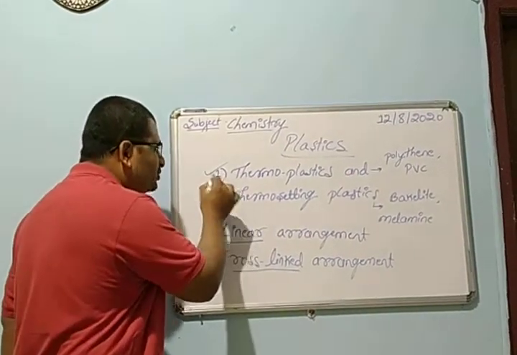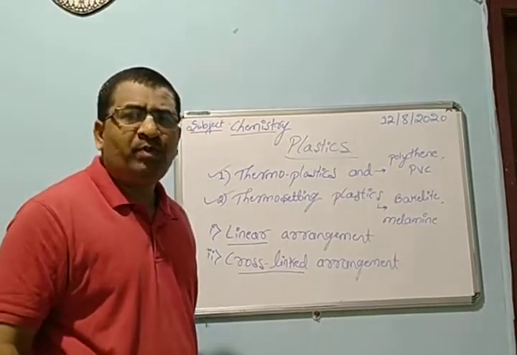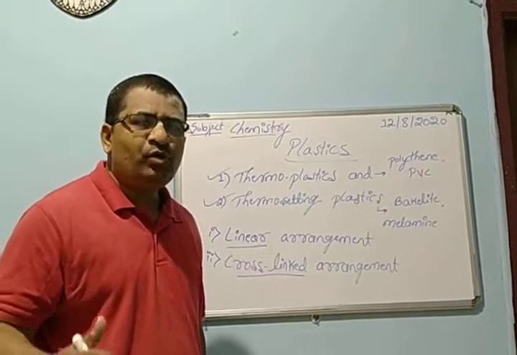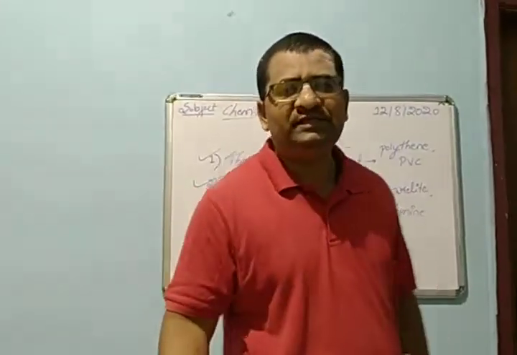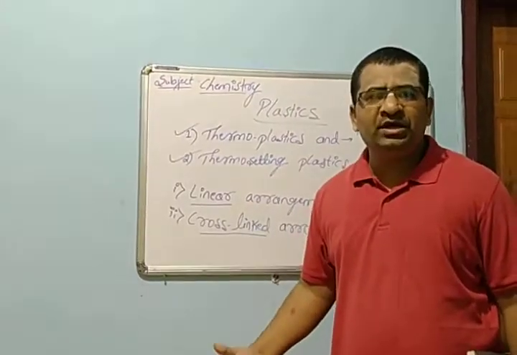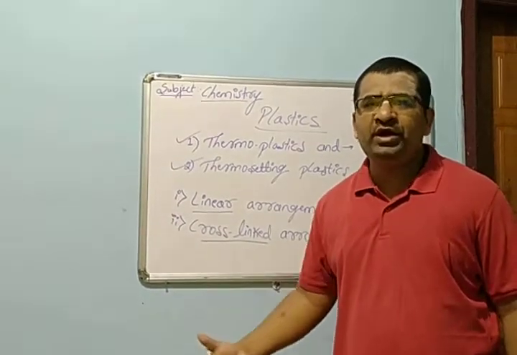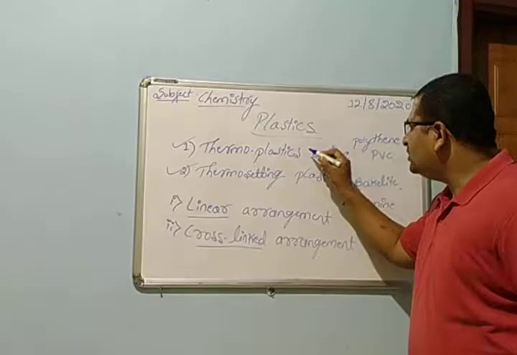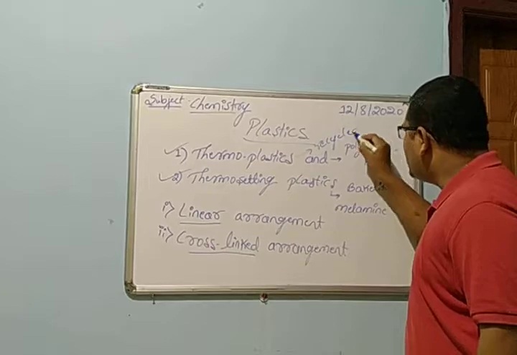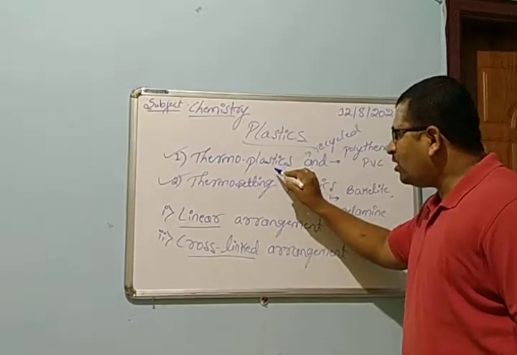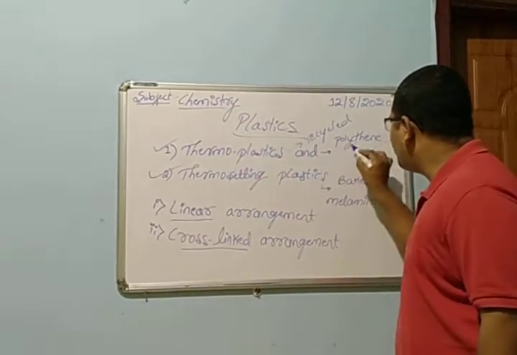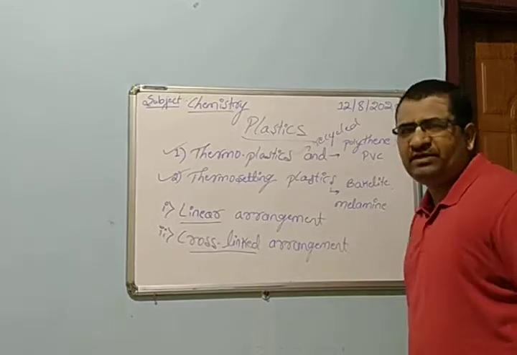Let us study thermoplastics first. Thermoplastics are plastics that, after molding once, can be softened easily on heating. They can be reshaped or remolded, and they are recycled easily by these techniques. So these are recycled again and again. Examples of thermoplastics are polythene and PVC.